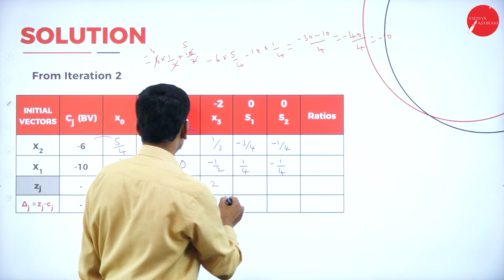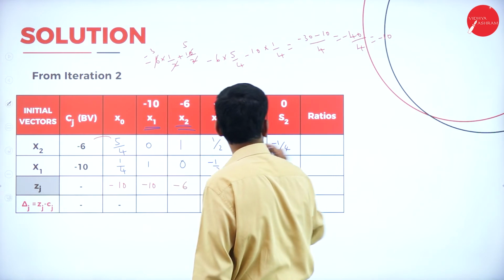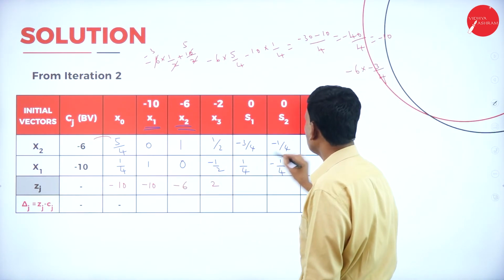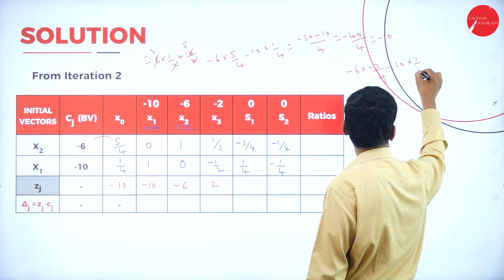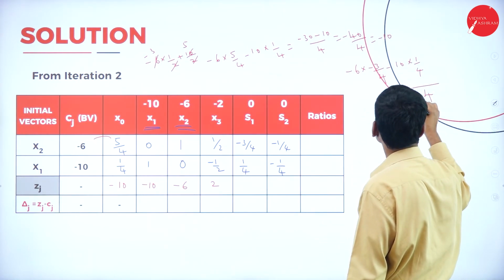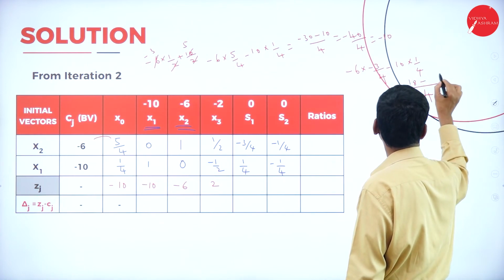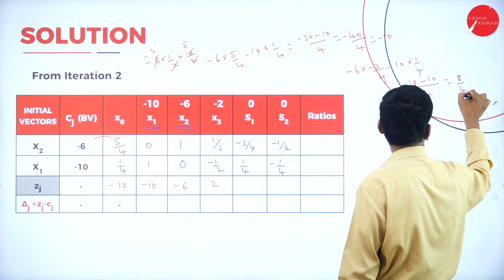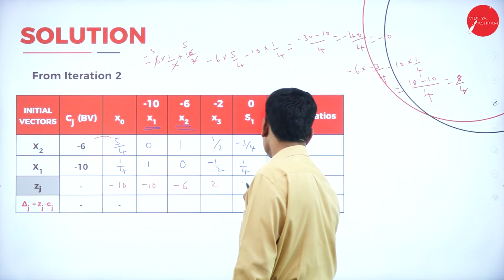Again the next value is minus 6 into minus 3 by 4, minus 10 into 1 by 4. Take LCM, 4 is the LCM. Minus into minus plus, 6 3s are 18, minus 10. So this is equal to 18 minus 10 is 8 by 4, that's equal to 2. Here this is also 2.